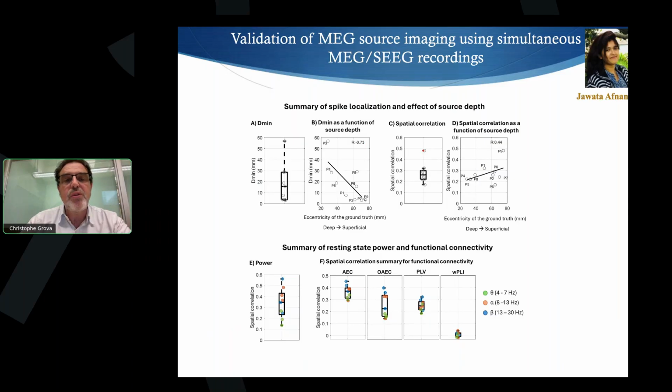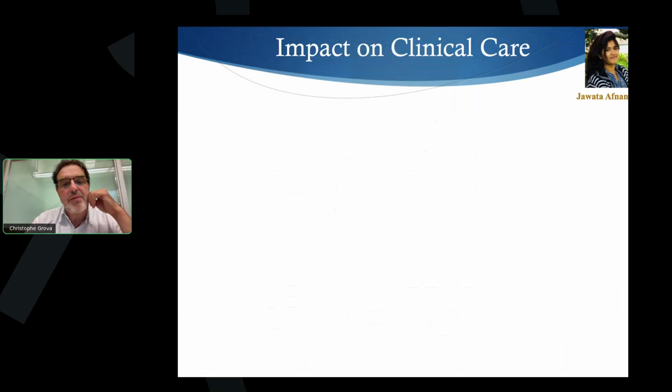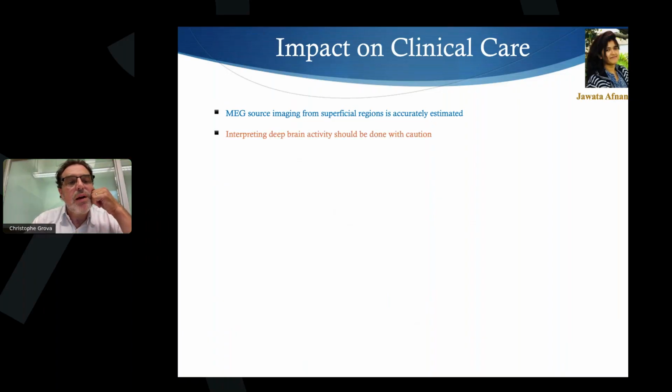WPLI is probably more appropriate when you study connectivity at the time of ictal activity, at the time of spike, at the time of a specific cognitive task. So to conclude, MEG source imaging from superficial region is accurate. Interpreting deep brain activity should still be done with caution. We are progressing, but there are still some mistakes.